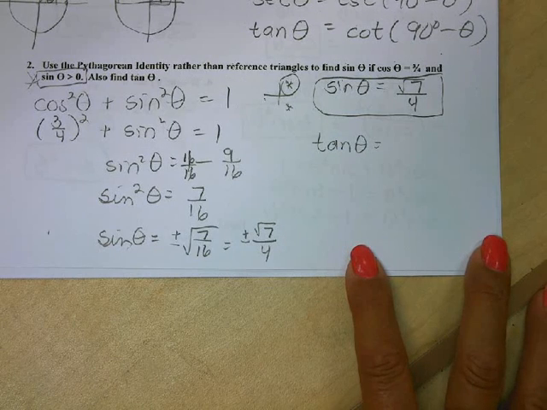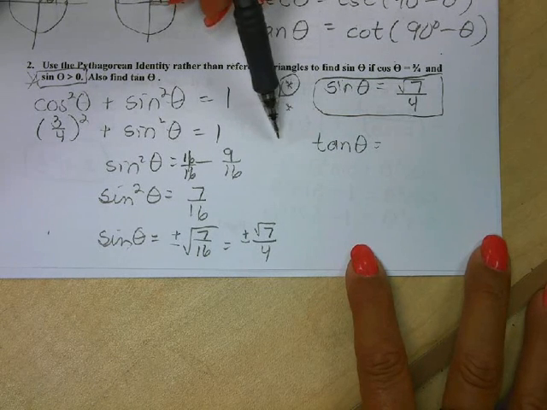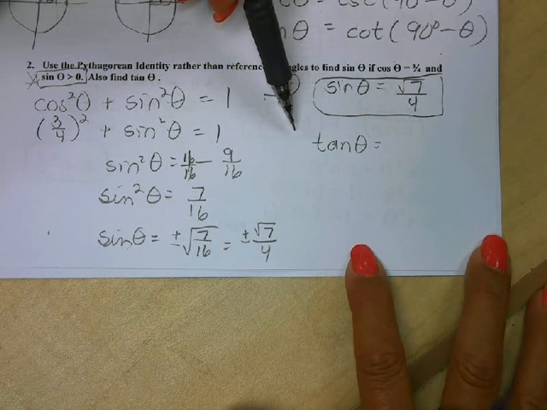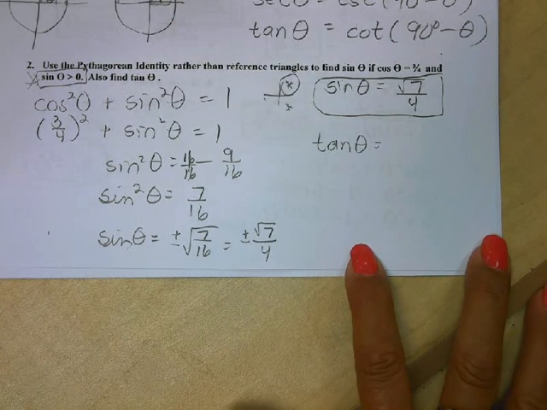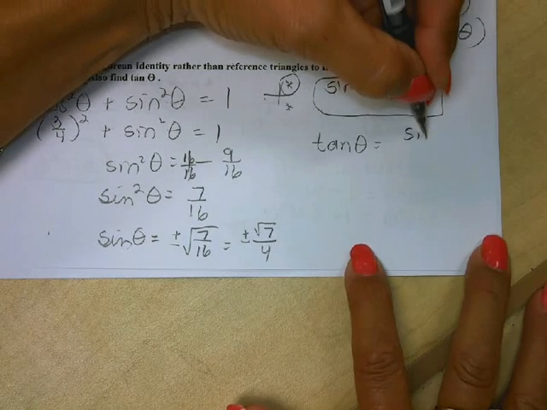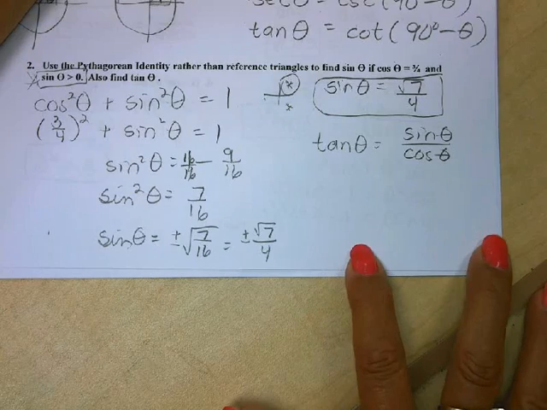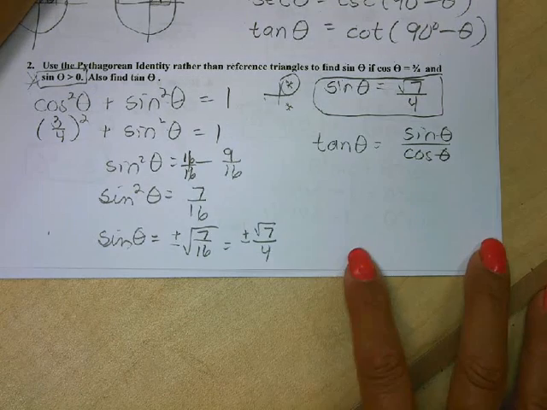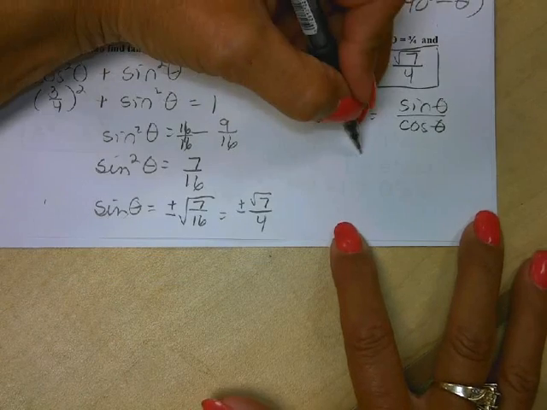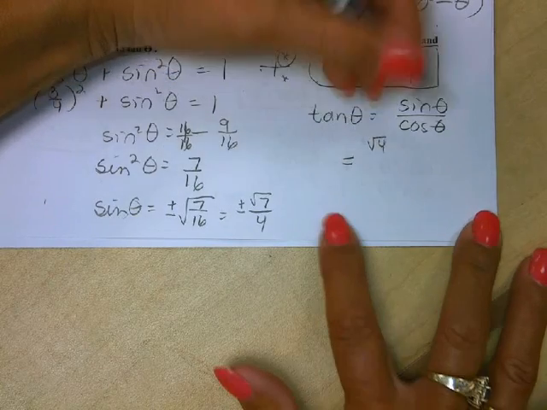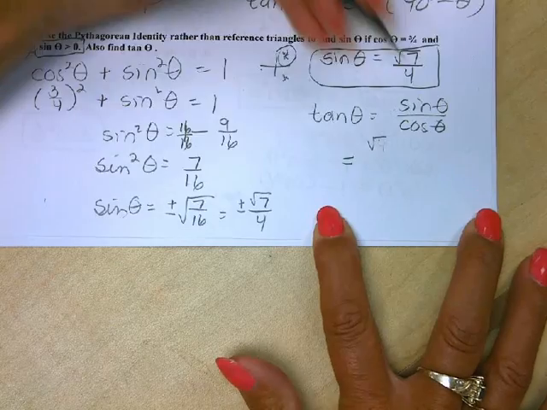Now I also ask you to find the tangent of theta. And for the tangent of theta, I don't necessarily need to go back and use a trig identity to find that, although I could use 1 plus tangent squared of theta equals secant squared of theta in order to determine my tangent. But I can also use my ratio that the sine of an angle divided by the cosine of an angle is equal to the tangent of the angle from the tangent identity.